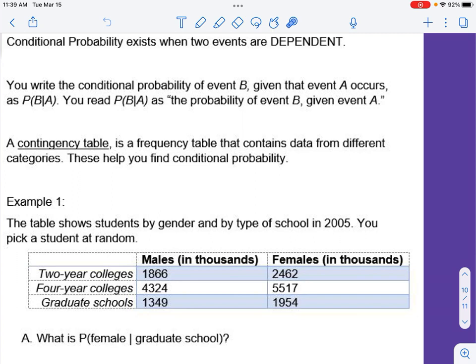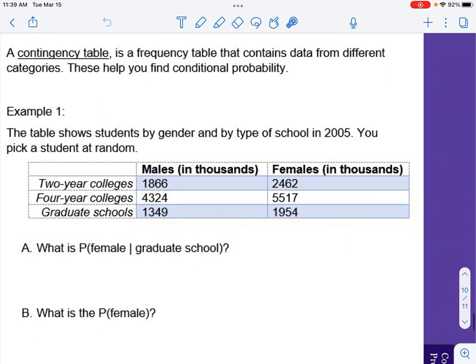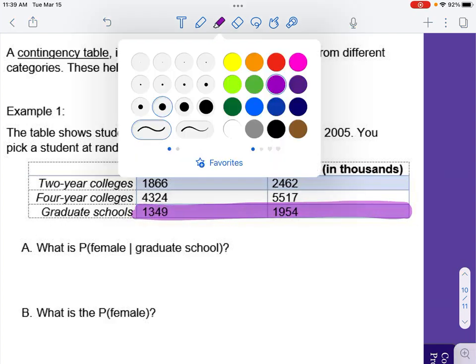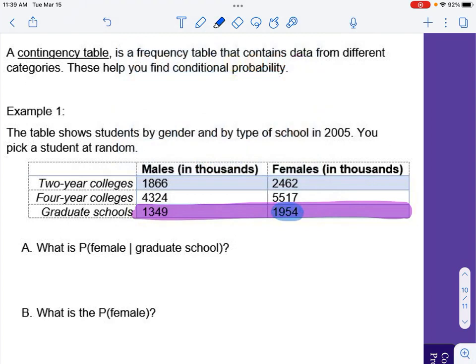So this example 1 says the table shows students by gender and by type of school in 2005. You pick a student at random and then it asks what is the probability of female given that they go to graduate school. Okay? So you are looking at the graduate school numbers, and you want to know the probability that a person is a female.